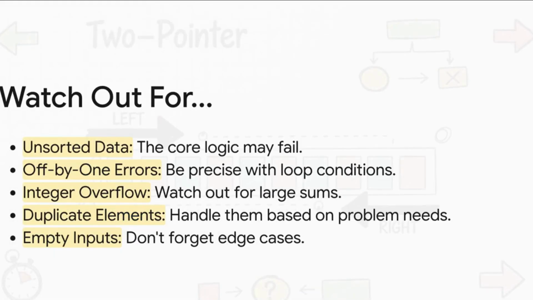But listen, it's not a silver bullet. You've got to watch out for a few things. The big one is that this technique almost always needs the data to be sorted. So if it's not, you've got to sort it first. Also, be super careful with your loop conditions. That while left is less than right part, it's really easy to get an off-by-one error there. And as always, don't forget your edge cases, like empty arrays or pesky duplicate numbers.